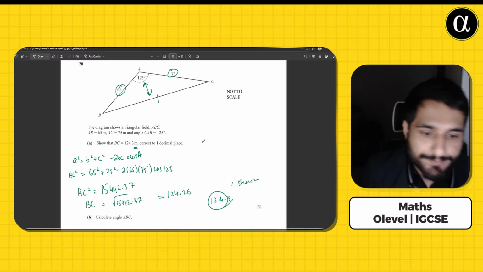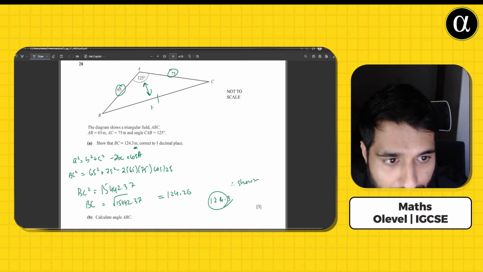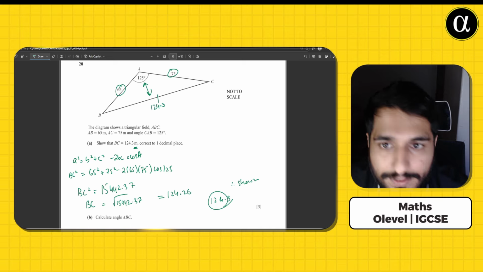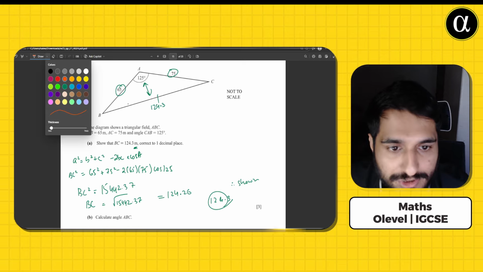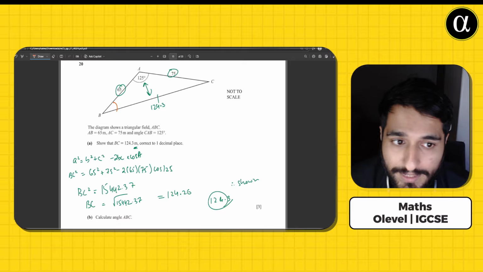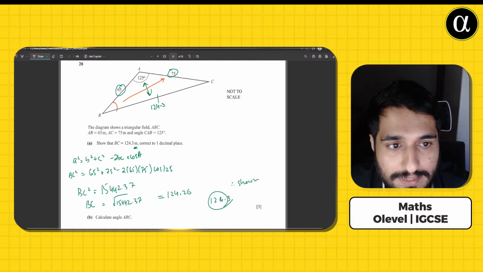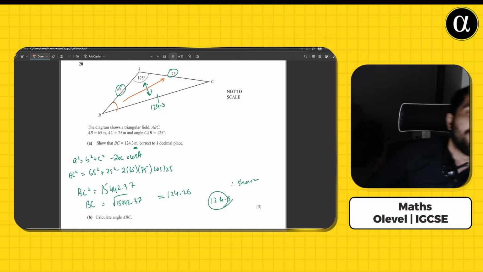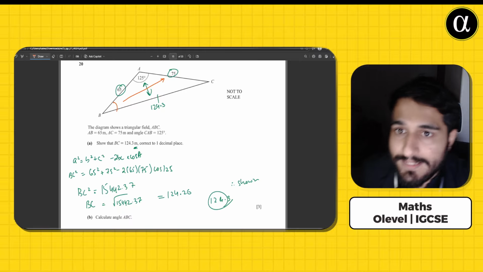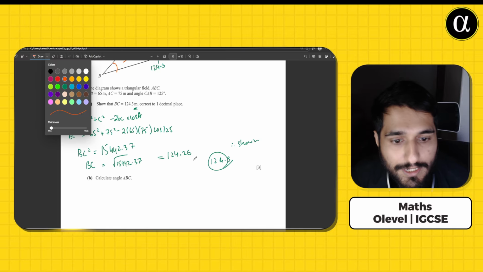Let's solve part B. Part B says calculate angle ABC, where we know this value to be 124.3, and we need to calculate ABC, which is this angle basically. Now, how can we calculate this angle? We will probably have to use pairs. We know that this angle is a pair to this, and this 125 and 124.3 are pairs as well.